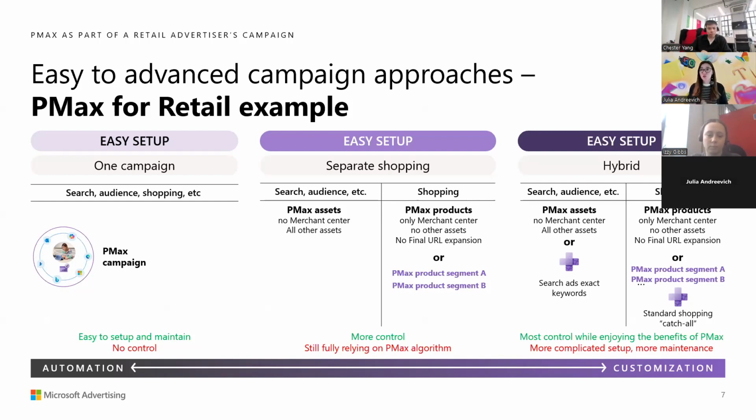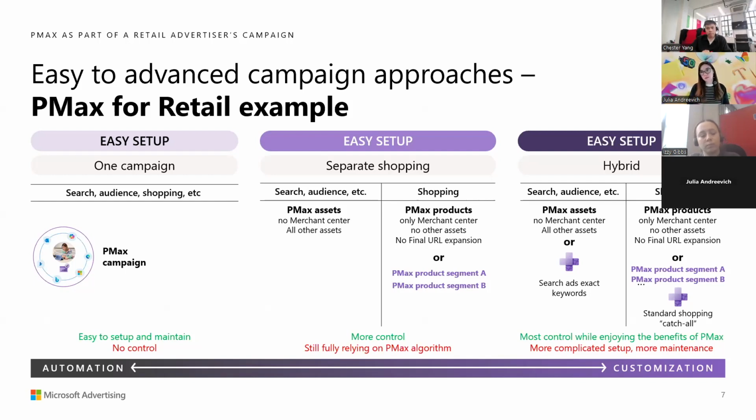If you need some control, you can consider two Performance Max campaigns. One will focus on non-product assets, like text and images, and then another will only focus on product assets from Merchant Center. This provides you some visibility and control over product performance.